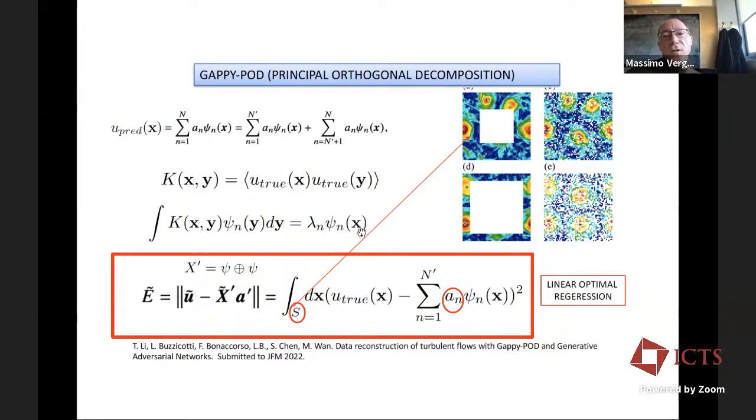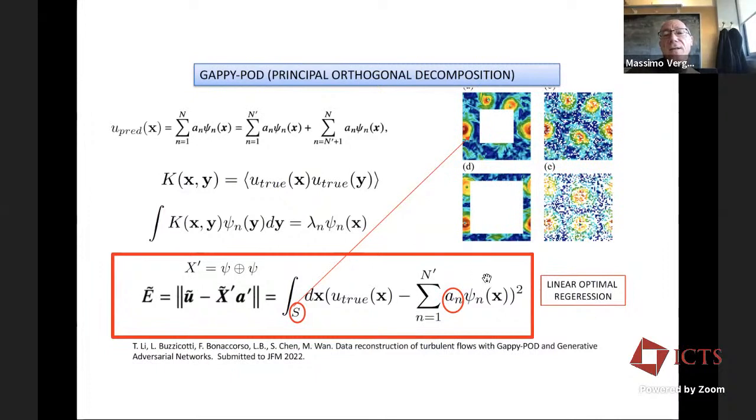So how do you use these? These eigenfunctions are given once and for all, once you have decomposed this matrix in its principal orthogonal components using the training data. So how do you use these eigenvectors when you have a gap? The idea is very simple. Now you cannot decompose the field exactly, because you don't have enough information to extract all the coefficients of the decomposition. So you optimize the coefficients of the decomposition by minimizing the L2 norm on the data that you have. This is a very simple linear optimal regression method.